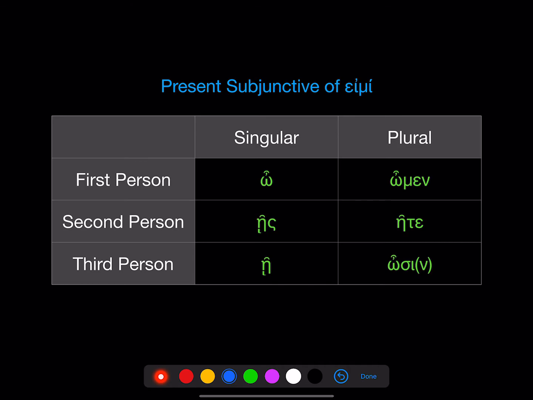Now, the present subjunctive of λύω, and λύω only has a present subjunctive, always active, and it's just the endings ω, ῃς, ῃ, ωμεν, ητε, ωσιν. Again, always with a circumflex accent. Right.